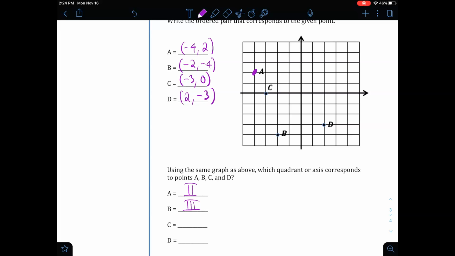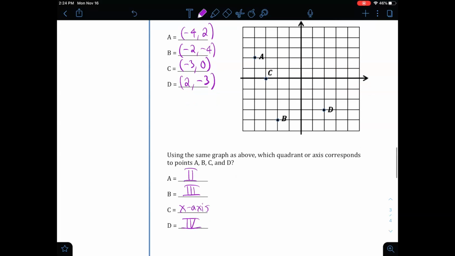What about C? C is right on which axis? C is on the x-axis, okay? Don't put like 2 and 3. It's not quadrants 2 and 3. It's the x-axis if it's right in between quadrants, okay? That's very important. People usually goof that up, and it's a common mistake. So it's either on a quadrant or it's on an axis. It's not going to be between 1 and 2 or anything like that. Okay. And then D is what quadrant? That is quadrant 4.